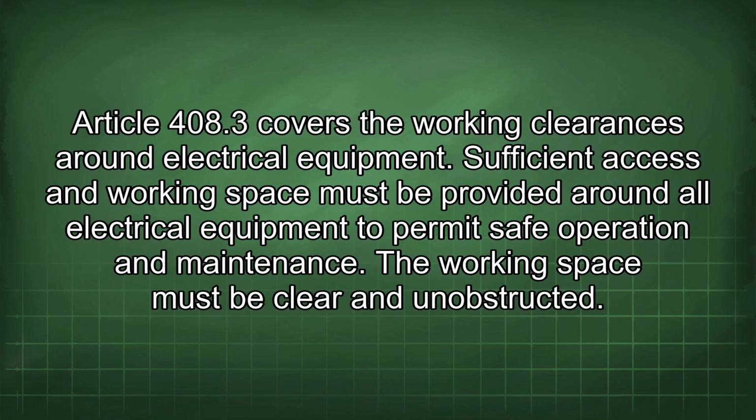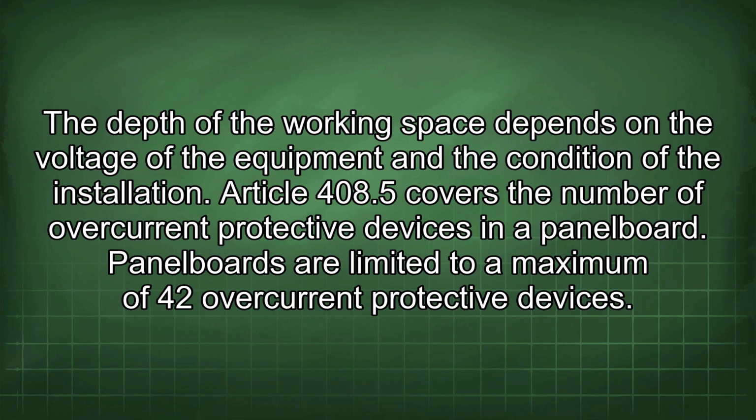Article 408.3 covers the working clearances around electrical equipment. Sufficient access and working space must be provided around all electrical equipment to permit safe operation and maintenance. The working space must be clear and unobstructed. The depth of the working space depends on the voltage of the equipment and the condition of the installation.